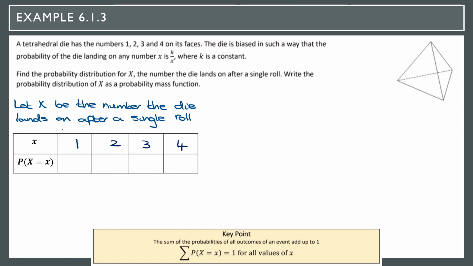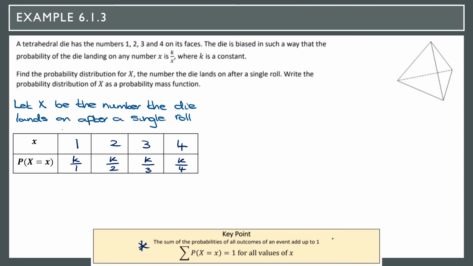Then moving on to their associated probabilities, the question again highlights that the probability of the die landing on any number x is just k/x. So again, we can substitute our possible values of x in to find the following. So we would have k/1, k/2, k/3 and k/4.